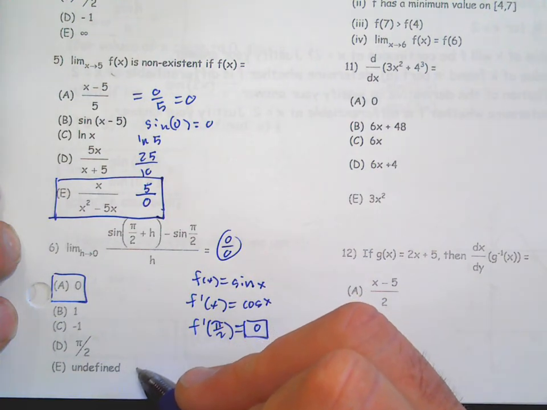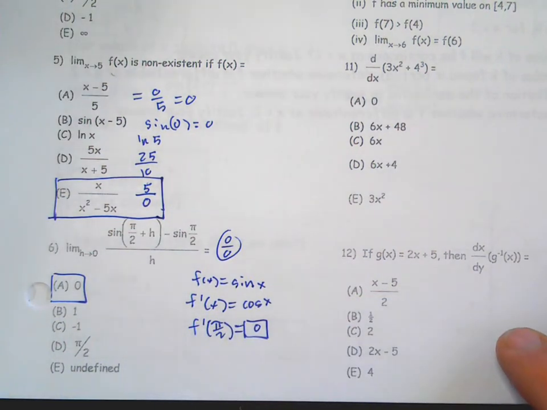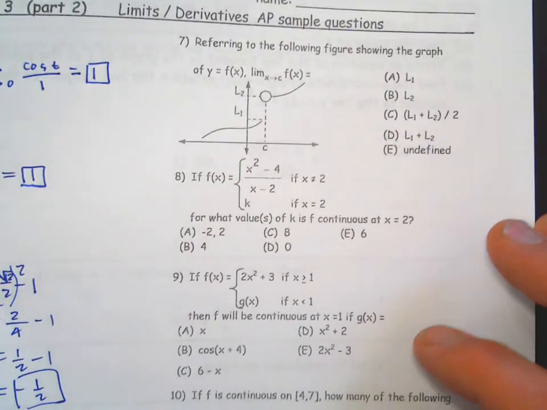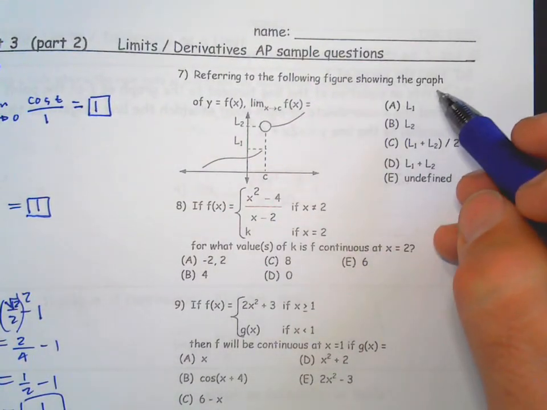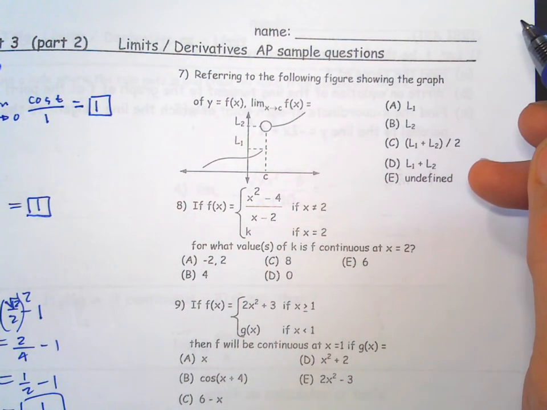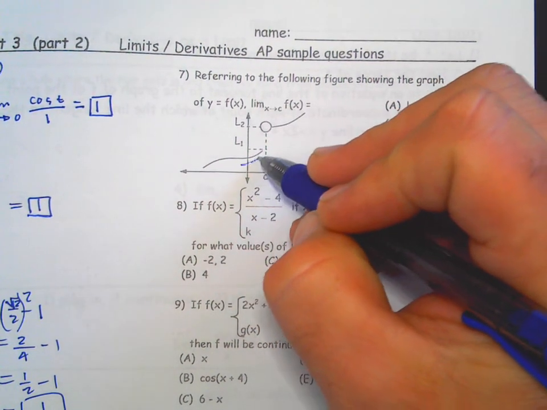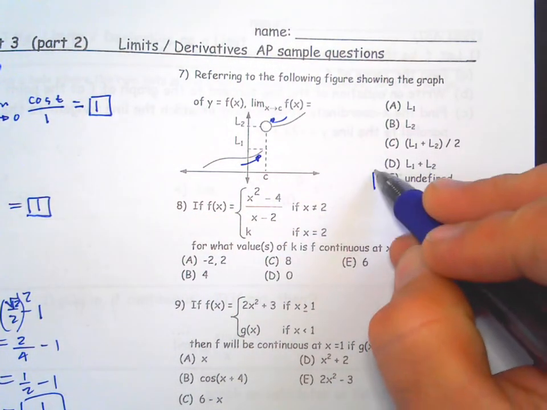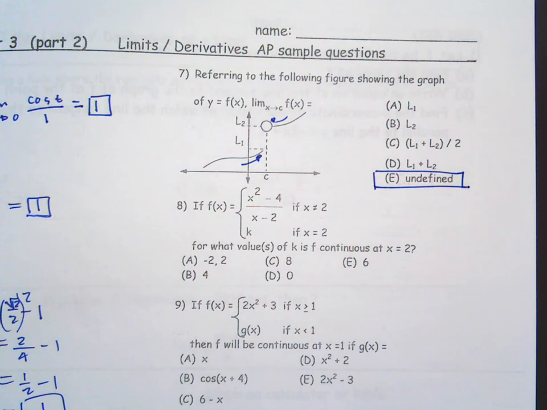All right. Number 7, we have this graph. The limit as x approaches c is, well, here's c, approaching it from both sides, it doesn't agree, so I'd say undefined. It's got to agree, right?